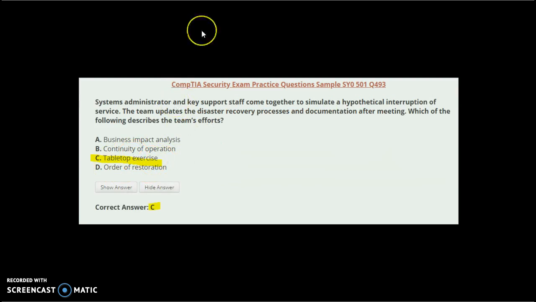System administrators and key support staff come together to simulate a hypothetical interruption of service. The team updates the disaster recovery process and documentation after meeting. Which of the following describes the team's efforts? That's a tabletop exercise.